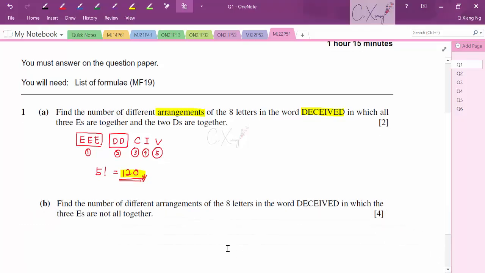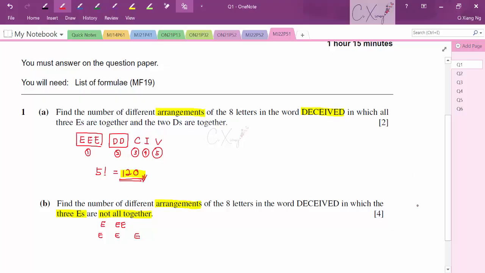Okay, so for part B, they are asking us to find the number of different arrangements again. So permutation will be involved in this calculation of the 8 letters in the word DECEIVE, in which the E's are not all together. So the 3 E's not all together means that it can be one E with another 2 E's separately, or it can also be the case where all the 3 E's are separated.